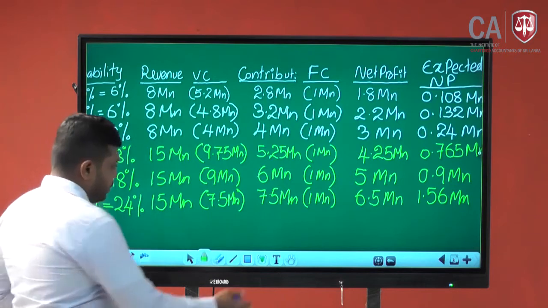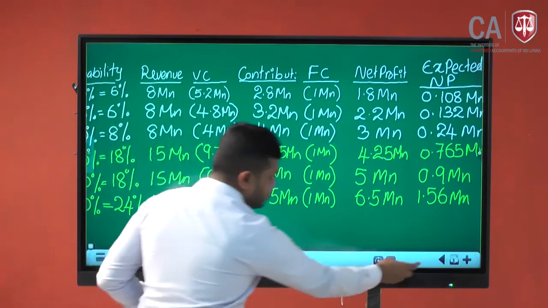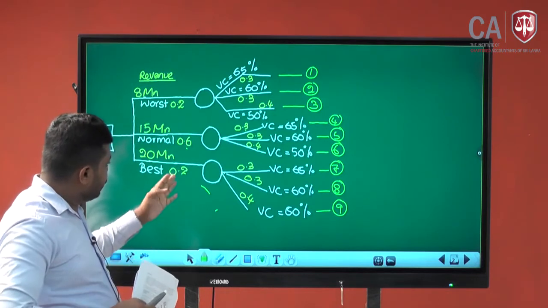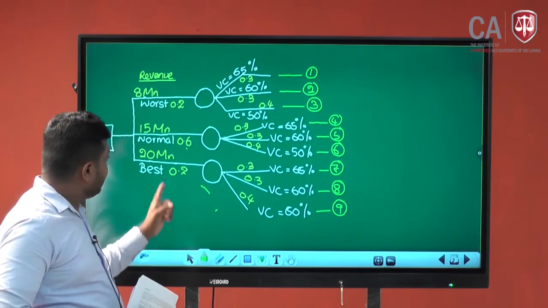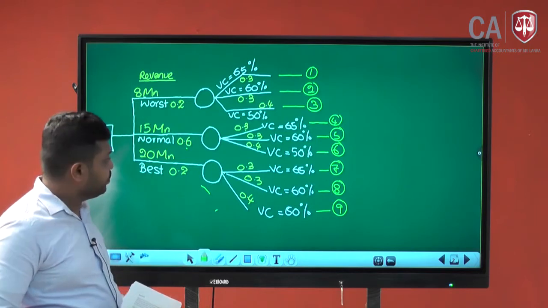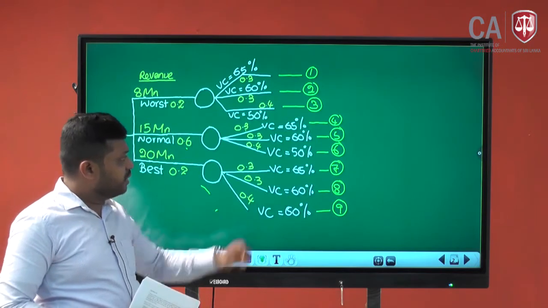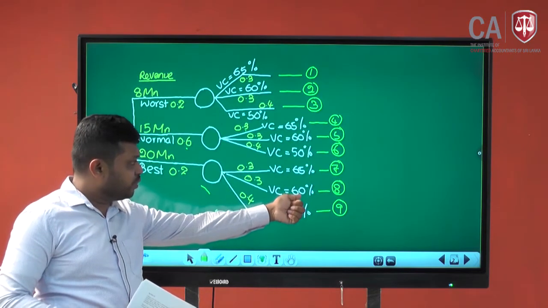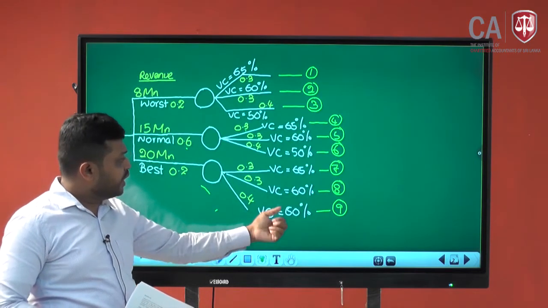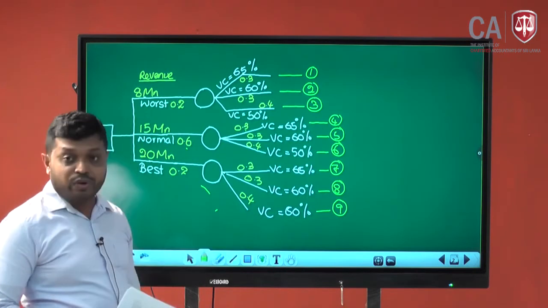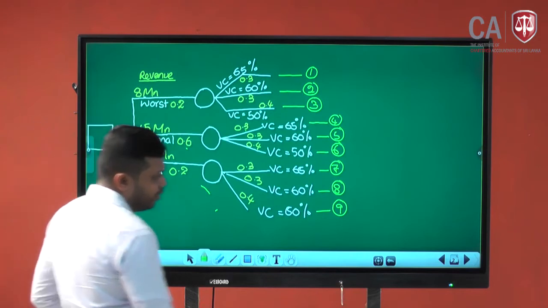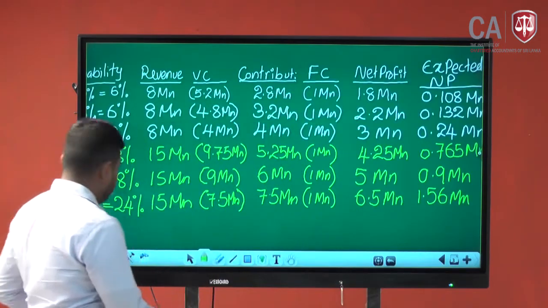Right. The next one. Best case scenario, there is a 20% probability you will operate in a best case scenario, and variable cost will be 65%, there is a 30% chance, variable cost equal to 60%, 30% chance, variable cost will be 50%, 40% chance. Okay, we will look at the joint probabilities and see how we are going to deal with that.